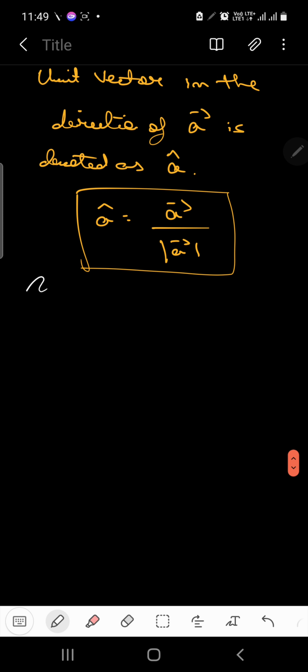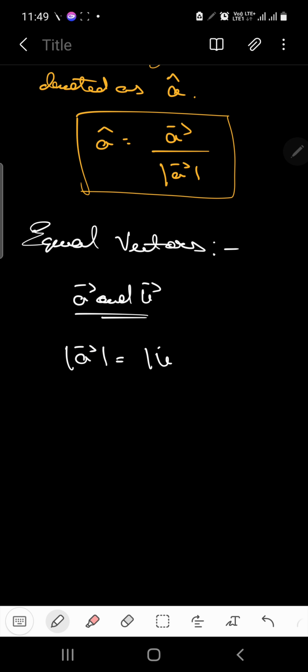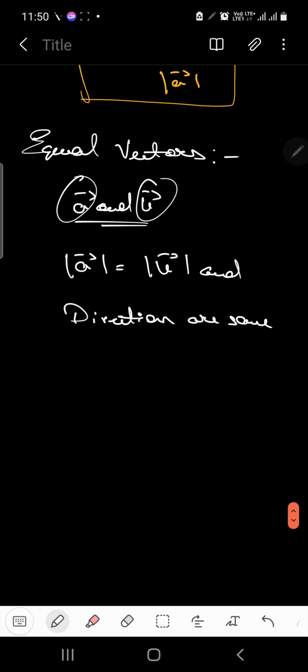Next we talk about equal vectors. What happens in the case of equal vectors? If a and b are two vectors, clear, and their magnitudes are the same and directions are the same, so both their magnitude and their directions are the same, when this condition arises, then a vector and b vector are said to be equal vectors. Clear?